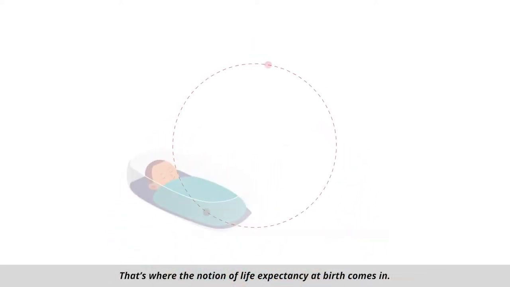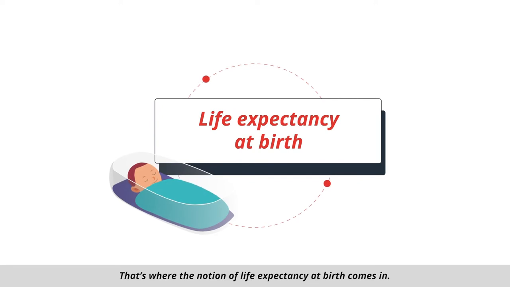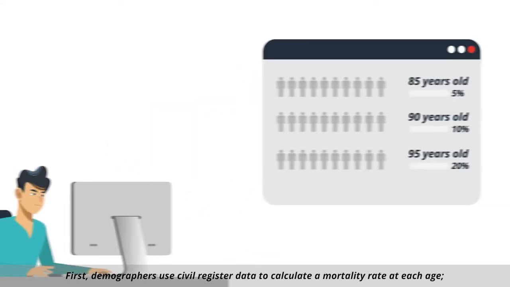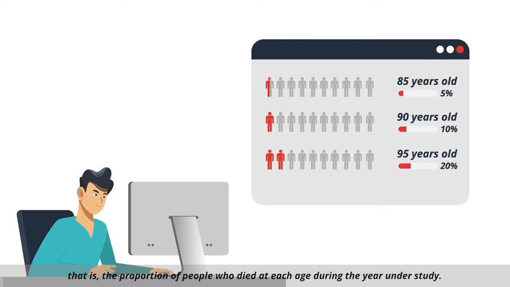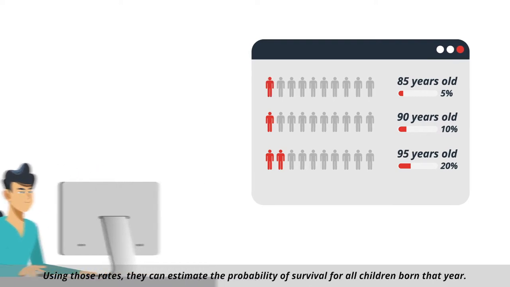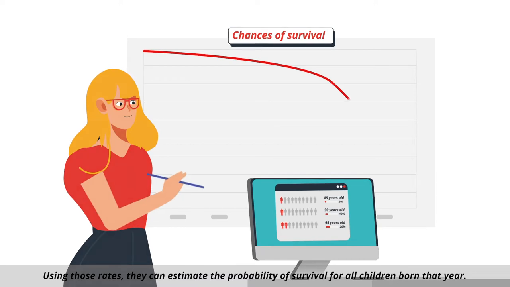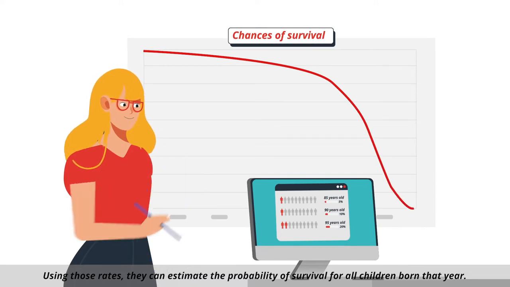That's where the notion of life expectancy at birth comes in. First, demographers use civil register data to calculate a mortality rate at each age. That is, the proportion of people who died at each age during the year under study. Using those rates, they can estimate the probability of survival for all children born that year.